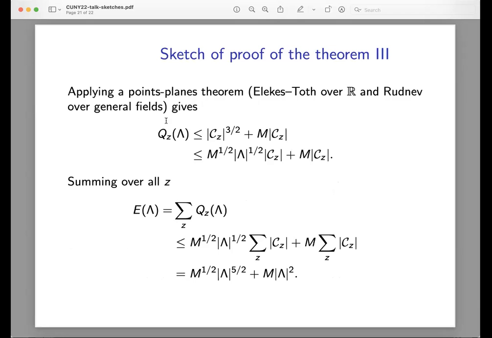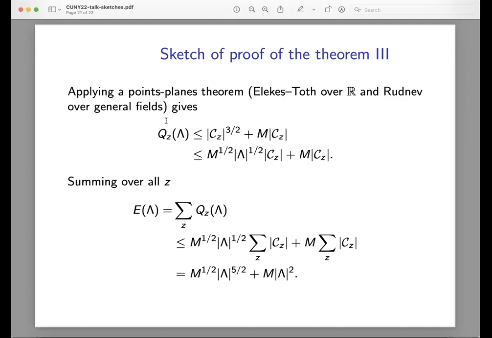If you work over R, then you use a result of Elekes and Toth, maybe some earlier ones too. This is the one that I consider to be the most general. If you work over general fields, then you have to use a result of Rudnev and then worry about what the characteristic does if you are in positive characteristic. But anyway, you apply the theorem of Elekes and Toth, and you get that QZ is at most the number of these pairs CZ raised to the 3/2 plus M, this M that comes from the big set, times the size of CZ.